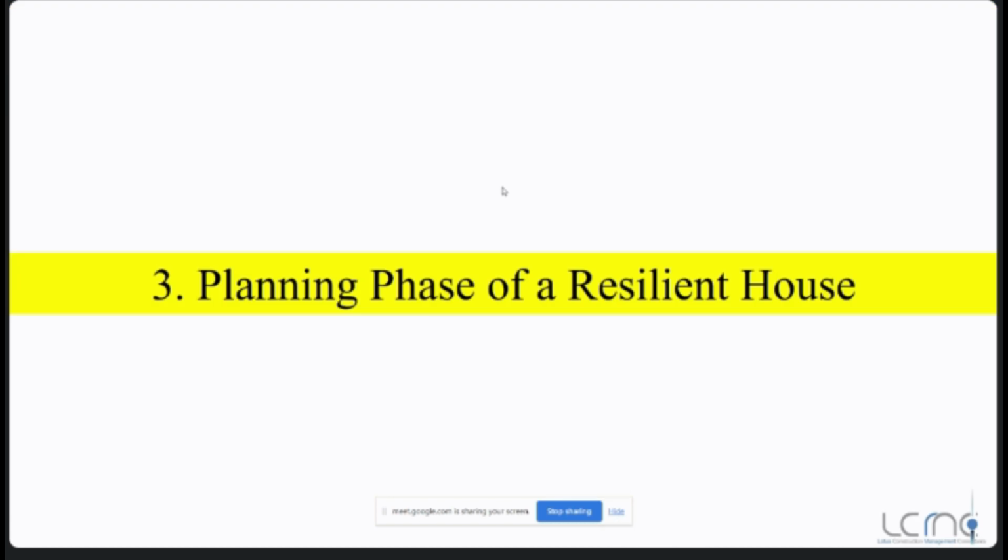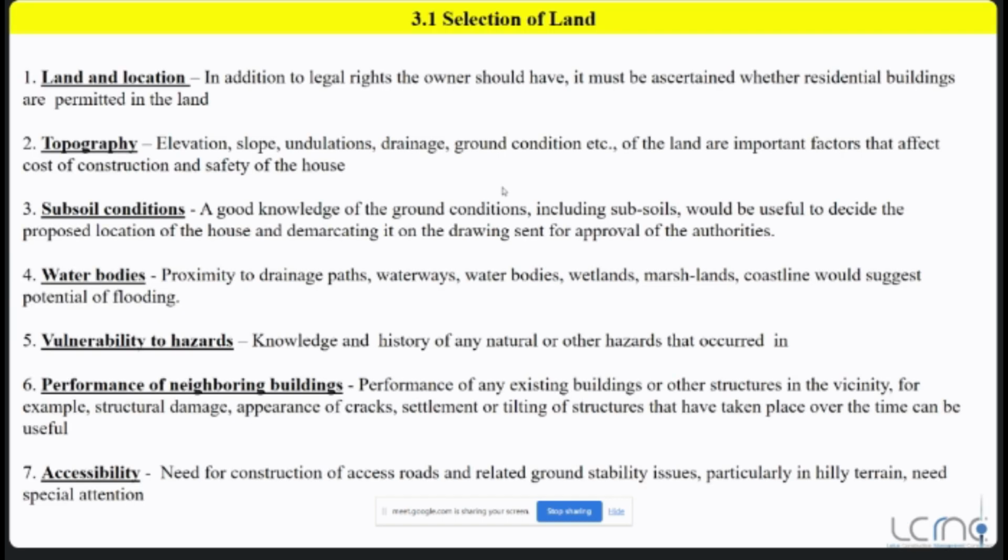Okay, now the third session, planning phase of a resilient house. This is also very important in terms of house construction or any other construction activity. Selection of land is very important and very time consuming work. I will go through one by one: land and location. Definitely, if you consider one kind of land area, there will be a legal right to the owner. Without a legal right, you can't actually own an area.